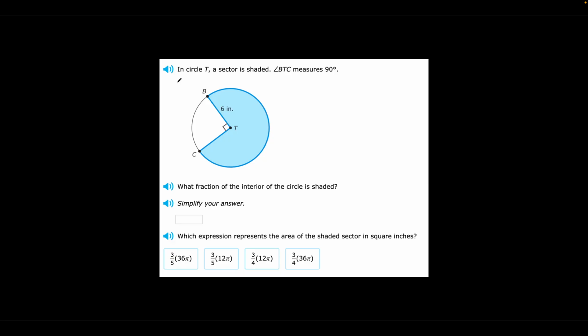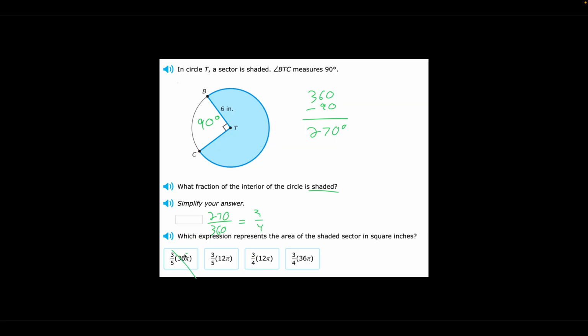All right, for this problem, I like to call this the Pac-Man problem because it kind of looks like Pac-Man. It says in circle T, a sector is shaded. Okay, so a sector is just part of the whole circle. It says angle BTC measures 90 degrees. What fraction of the interior of the circle is shaded? This part right here is 90 degrees. Once again, a circle is 360 degrees. So 360 minus the 90 tells us that 270 degrees are shaded.